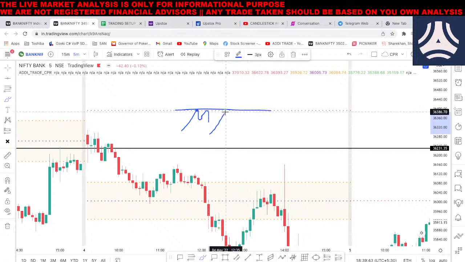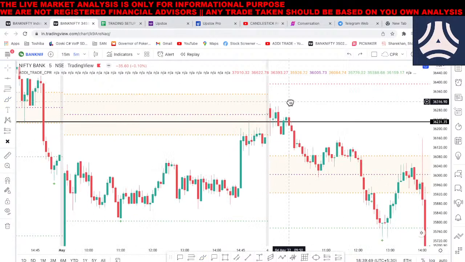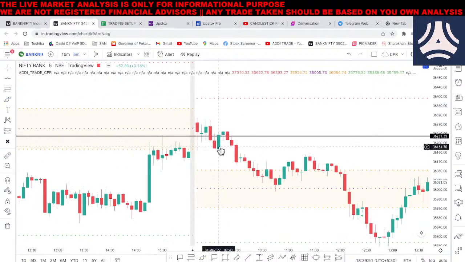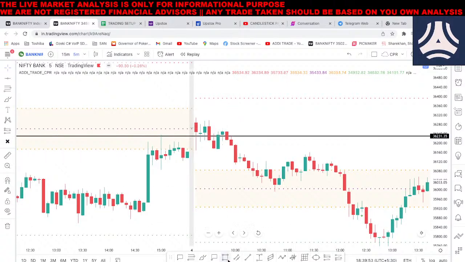But the problem is, sometimes the retest won't come, the fall will come immediately. So in those cases, we can't do anything. We just have to jump in the trade. But always waiting for a little pullback or a retest of this level is a good thing.